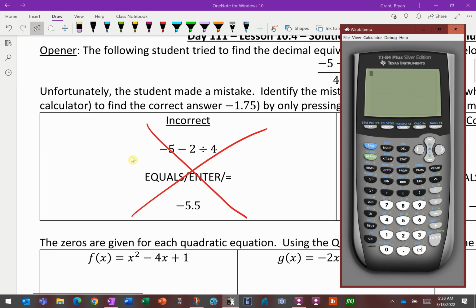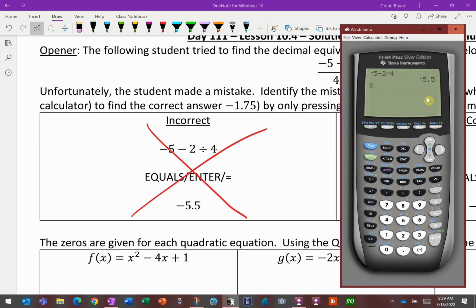First thing we want to make sure is that we type in a negative. So use the negative button for negative 5. And then I don't want to type in negative 2. Right, negative 5, negative 2 does not say negative 5 minus 2. We need to make sure we use that longer minus button. So minus 2, and then divided by 4, and we get negative 5.5.